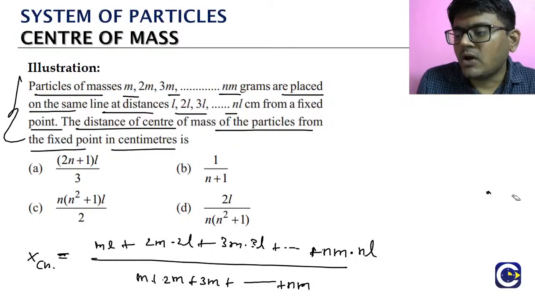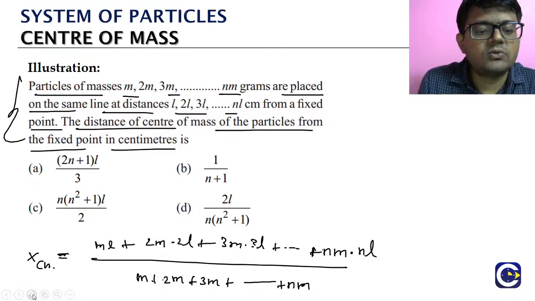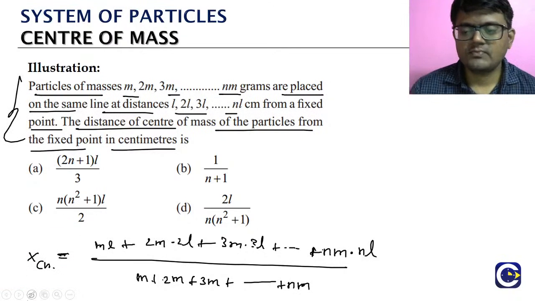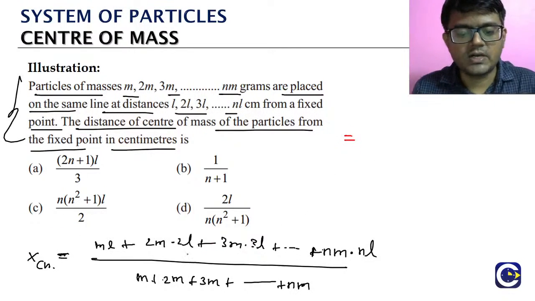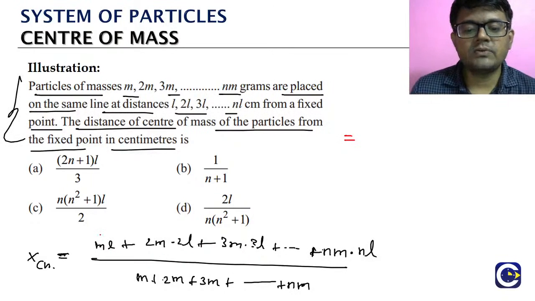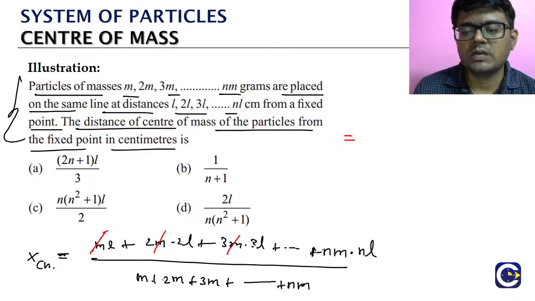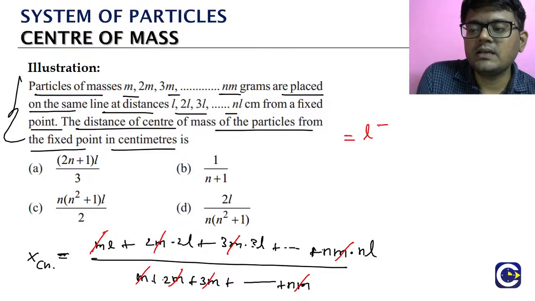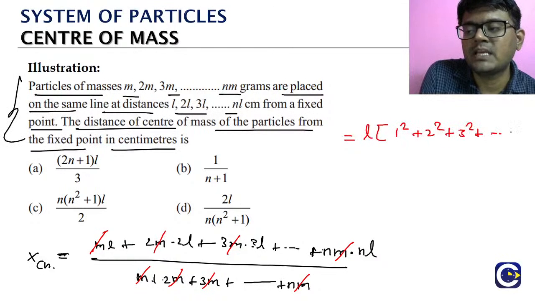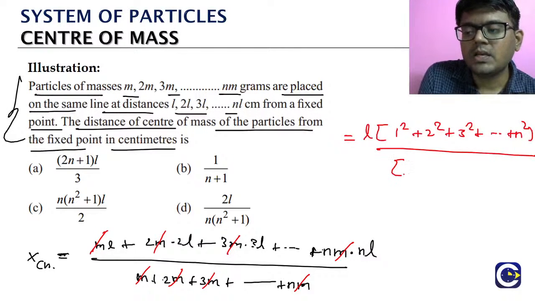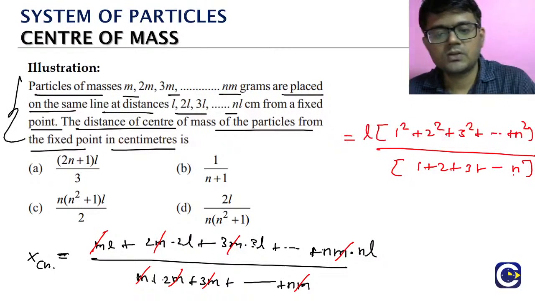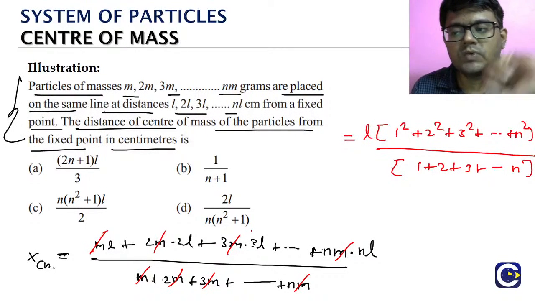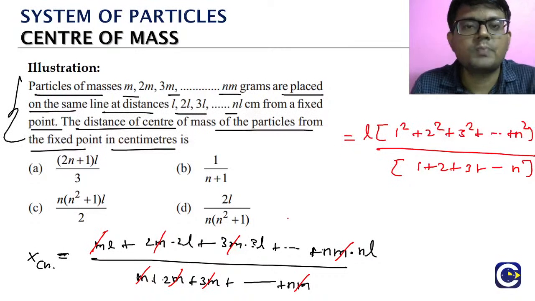Look, there is no complicated situation here. We just have to use some basic mathematics concepts. In the numerator and denominator, m can be cancelled, since m appears in every term. After cancelling m, we can take L common from the numerator. Taking L common, we get 1 square plus 2 square plus 3 square and so on up to n square in the numerator. In the denominator, 1 plus 2 plus 3 and so on up to n.